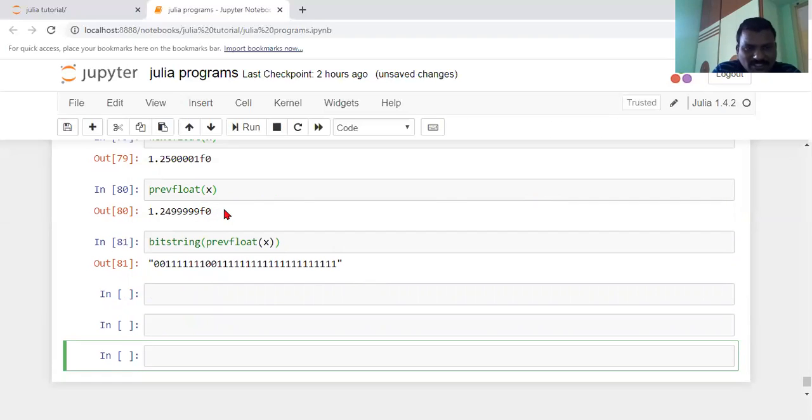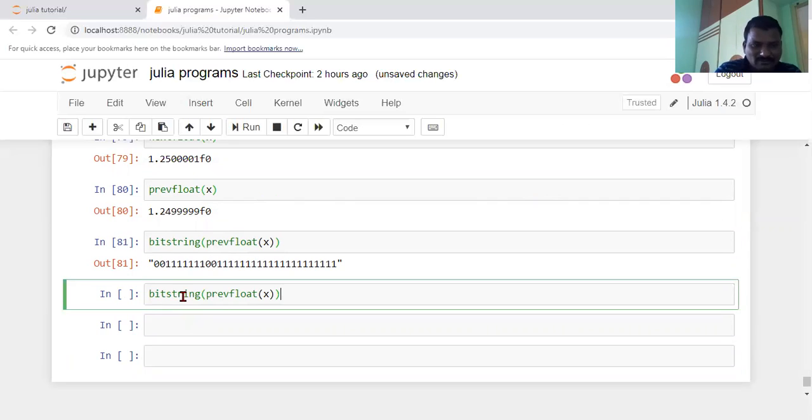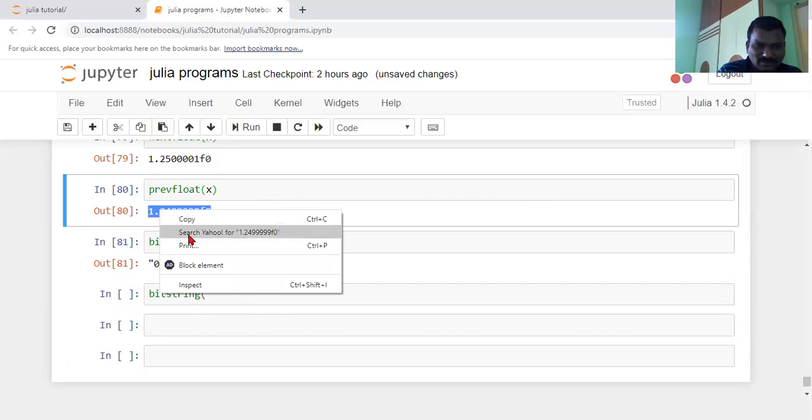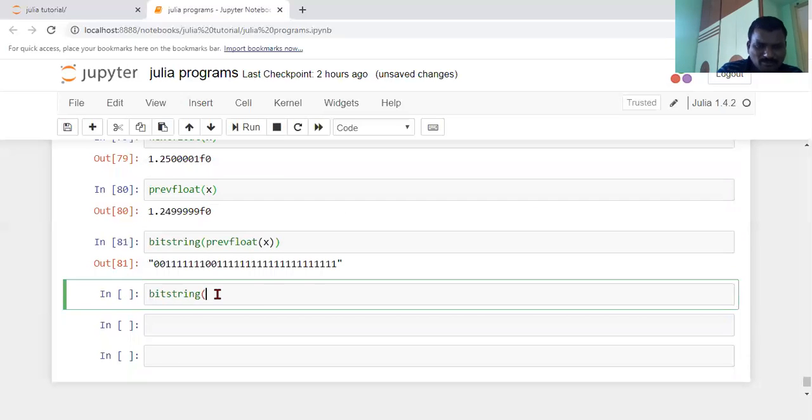The previous floating point number is this one. The above value is represented as the previous floating point number. Copy this one, and then take the bit string of the previous floating point number of x. The previous floating point number of x is this value, and then calculate the bit string for this value.